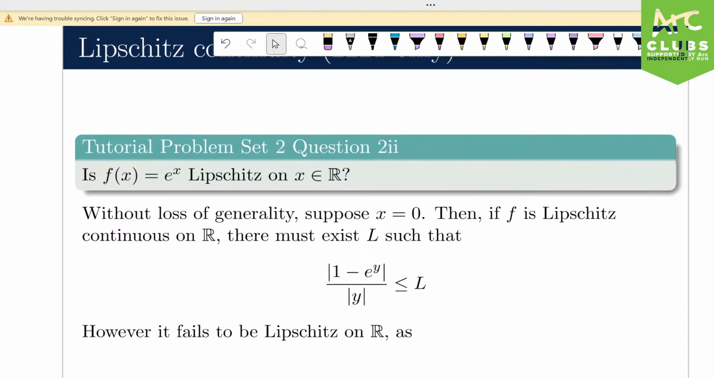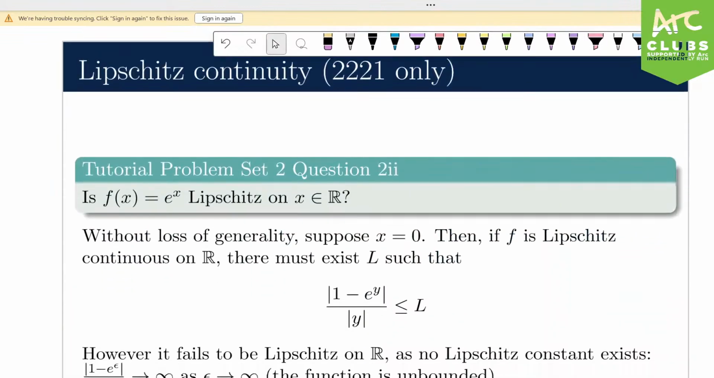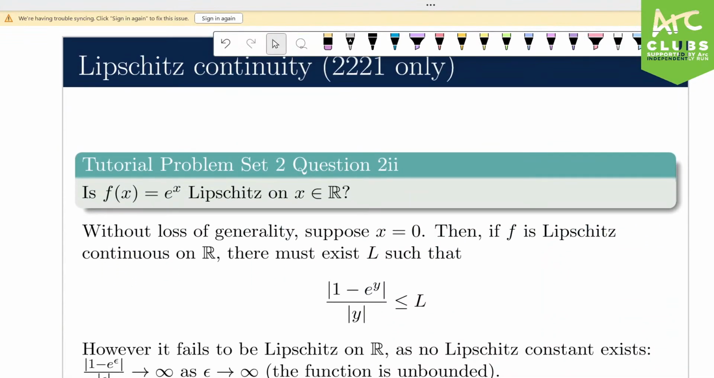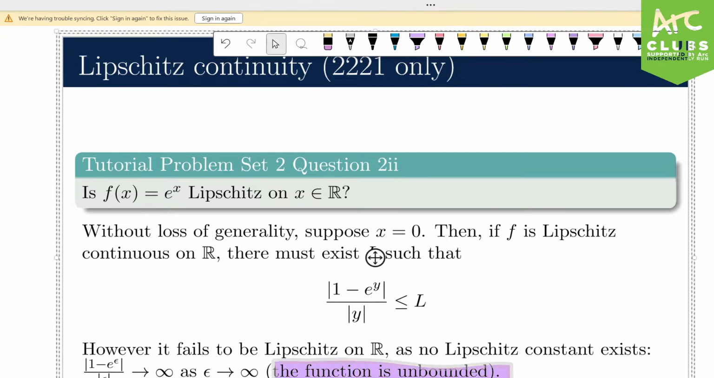So there can't be any constant such that this is always less than that. You can't bound this function. So yeah, I guess the SparkNotes summary is just that the function's unbounded. So it's not Lipschitz. All right.